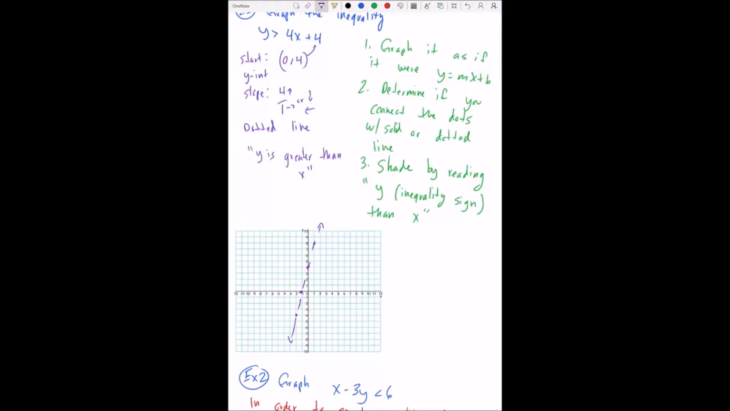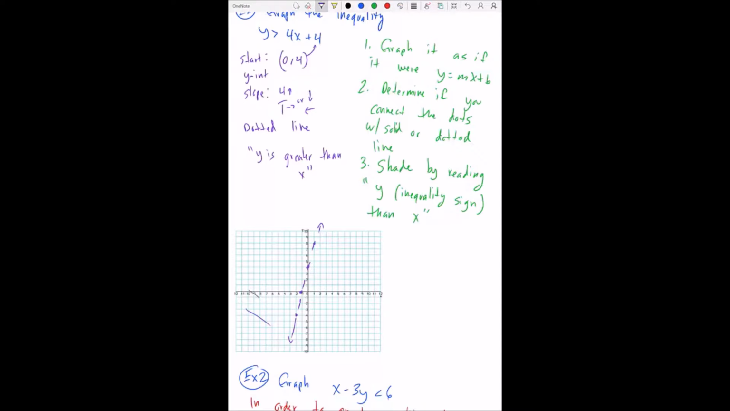And then we're going to shade. It says y is greater than x. We don't shade down, because if we shade down this way, you notice right here, we get into negative numbers and smaller numbers. We don't want that. So what we're going to do is shade up.